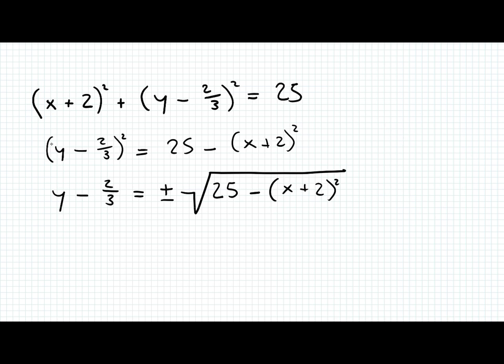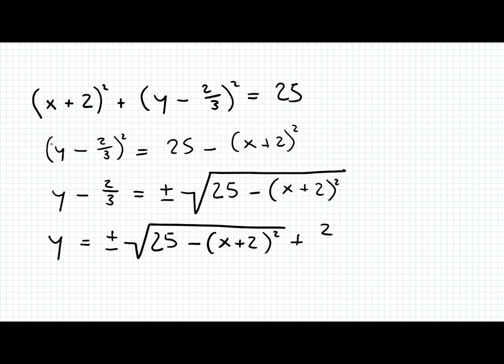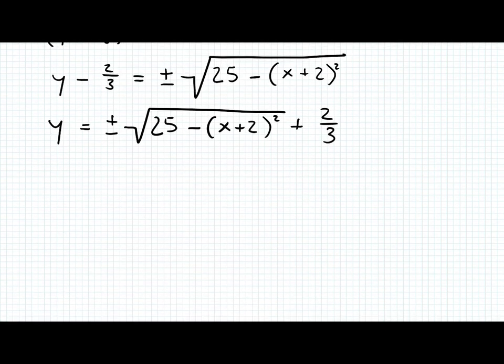And lastly, we want to add 2/3, which means that the entire graph is actually shifted upwards by 2/3 of a unit, okay? So you end up with plus minus the square root of 25 minus (x plus 2) squared, and then plus 2/3, okay? So you want to actually input this in the calculator. So let me show you again how we can do this.